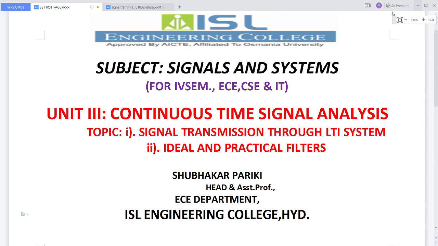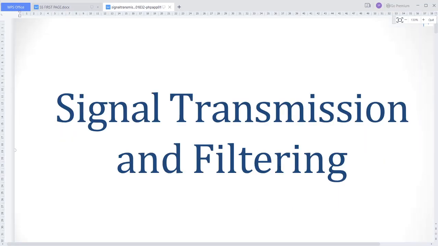Now, by taking one particular system, that is a linear time invariant system, we have to study the signal transmission through that particular LTI system. After that, I am going to explain the ideal and the practical filter. A filter is an electronic circuit which attenuates the unwanted signals and allows the desired signals to the output side. So in this class, I am going to explain signal transmission and filtering. Two topics combined: signal transmission and filtering.